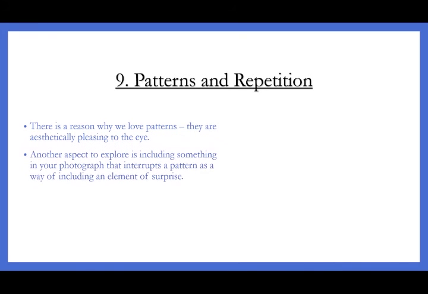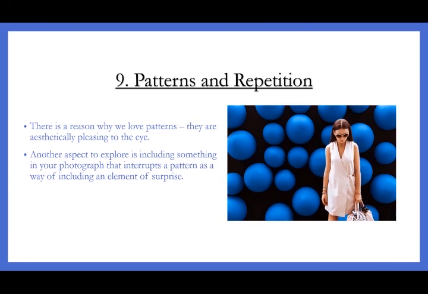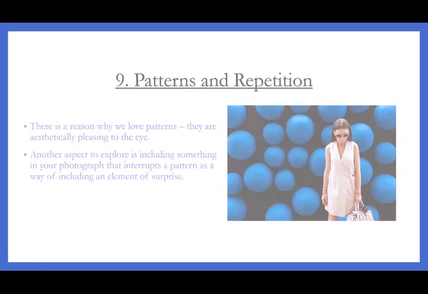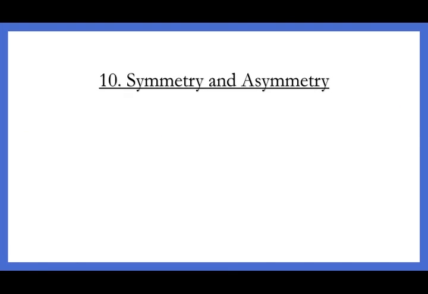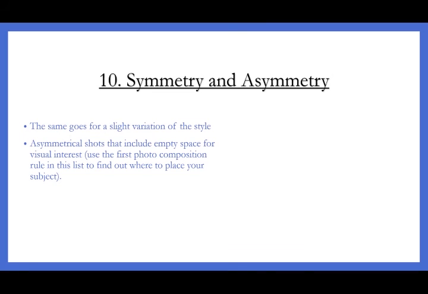Patterns and repetition. There is a reason why we love patterns. They are aesthetically pleasing to the eye. Another aspect to explore is including something in a photograph that interrupts a pattern as a way of including an element of surprise. Symmetry and asymmetry. The same goes for a slight variation of the style. Asymmetrical shots that include empty space for visual interest. Use the first photo composition rule in this list to find out where to place your subject.